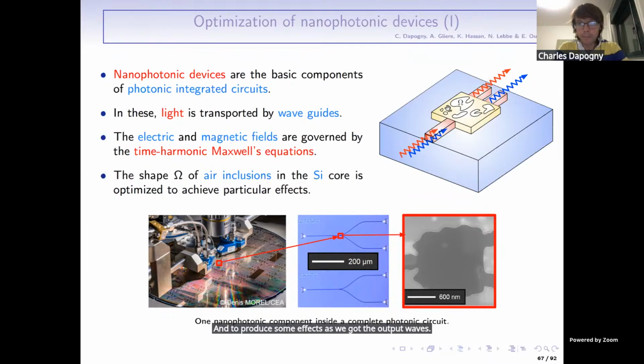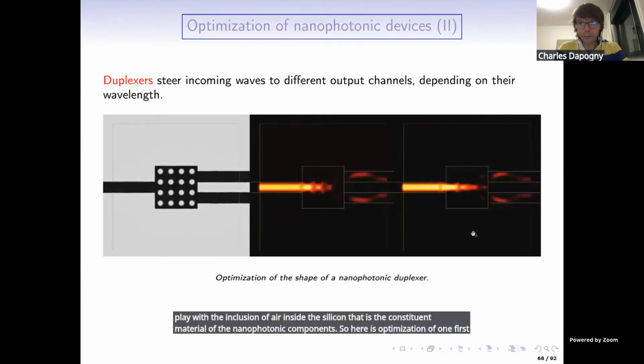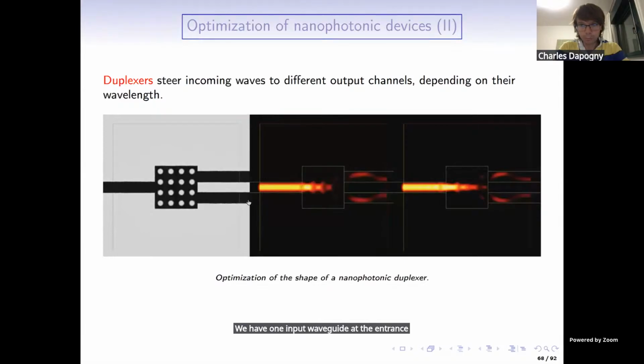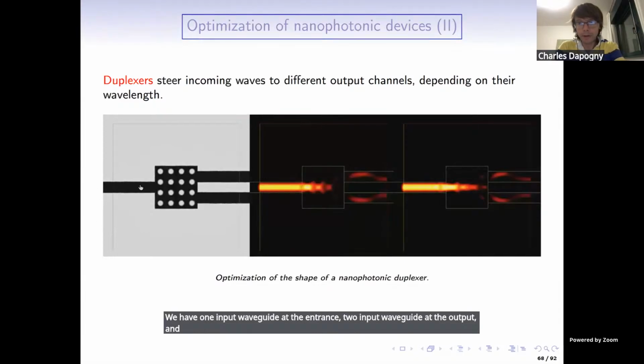So to achieve this, we play with the inclusion of air inside the silicon that is the constituent material of the nanophotonic components. So here is the optimization of a first nanophotonic component called a duplexer. We have one input waveguide at the entrance and two output waveguides at the exit. Inside the input waveguide, two waves can pass: one is blue, the other one is red. We want the blue wave to be completely routed to the upper output waveguide, and the red wave to be guided completely into the lower waveguide.